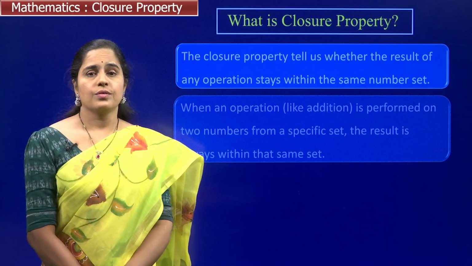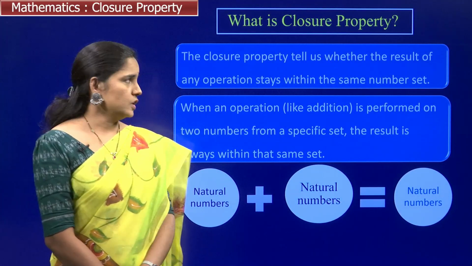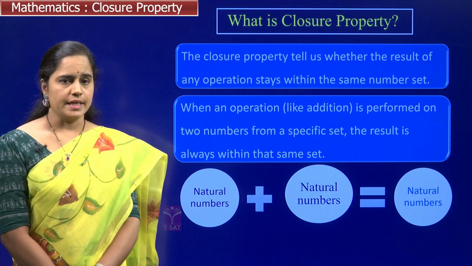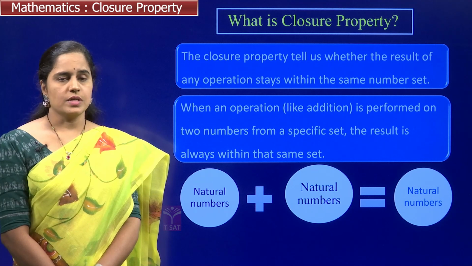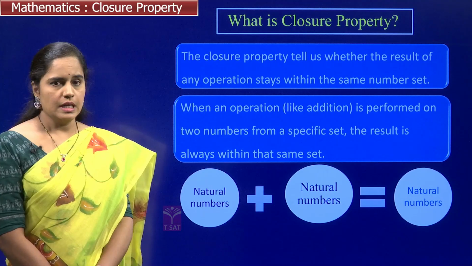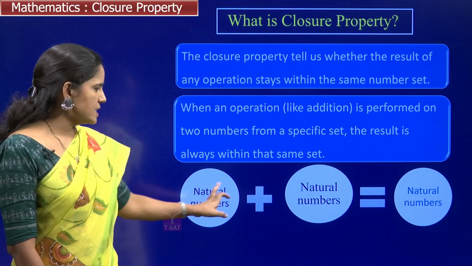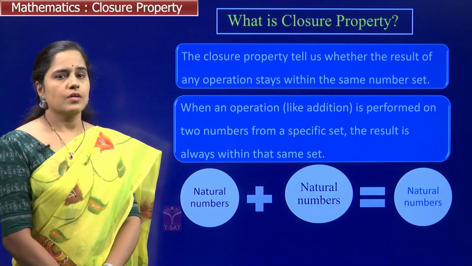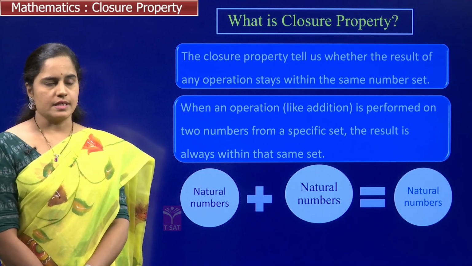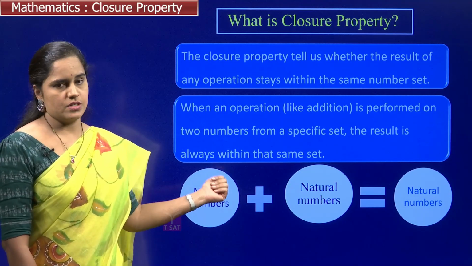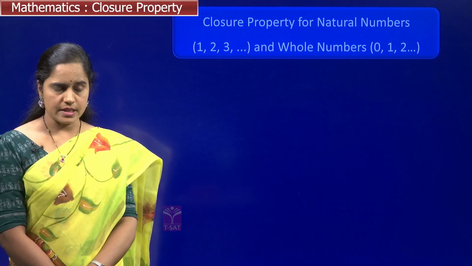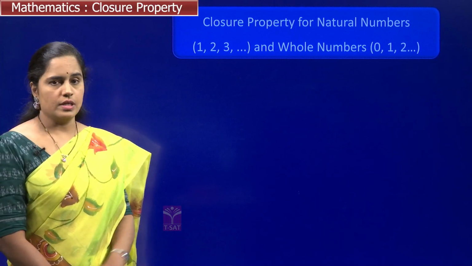Now, what is closure property? The closure property tells us whether the result of any operation stays within the same number set. When an operation like addition is performed on two numbers from a specific set, like natural numbers, the result is always in the same set. So, natural numbers plus natural numbers is equal to natural numbers only. Closure property for natural numbers and also whole numbers.